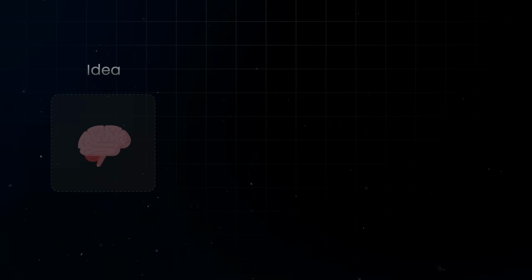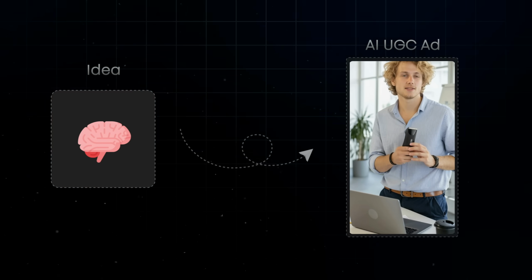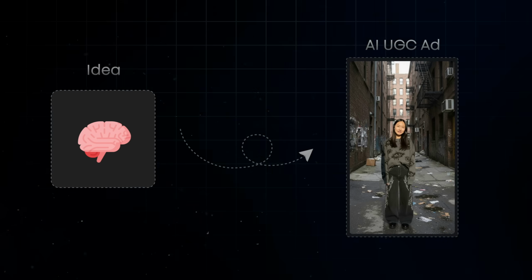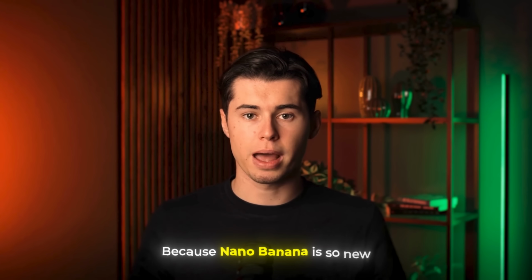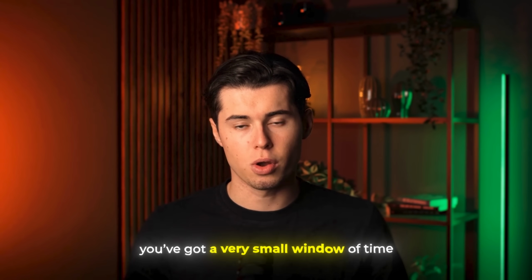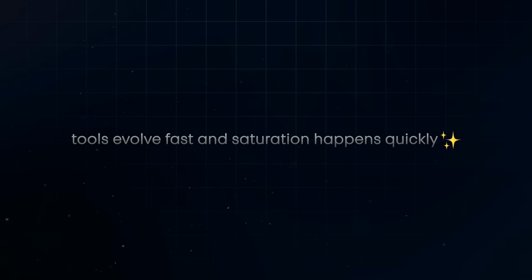So now you actually know how to go from just an idea in your head to a fully generated AI UGC ad with your actor naturally holding or wearing your product in a way that looks completely believable. But here's the thing, because Nano Banana is so new, you've got a very small window of time where ads like this can pull insane results. In the AI space, tools evolve fast and saturation happens quickly. What works like magic today won't stay secret for long.